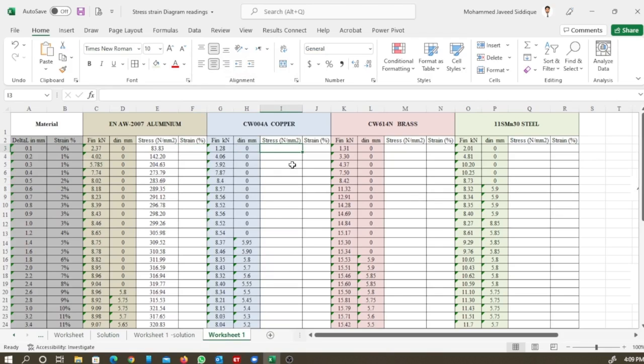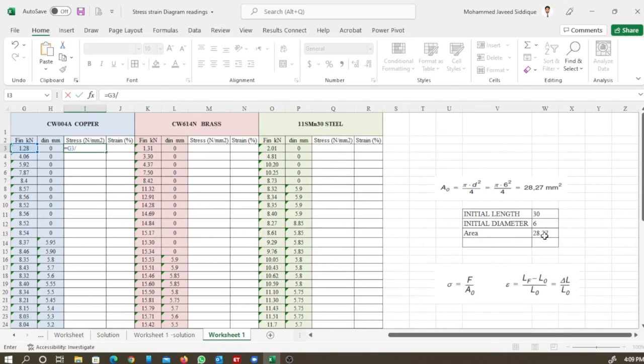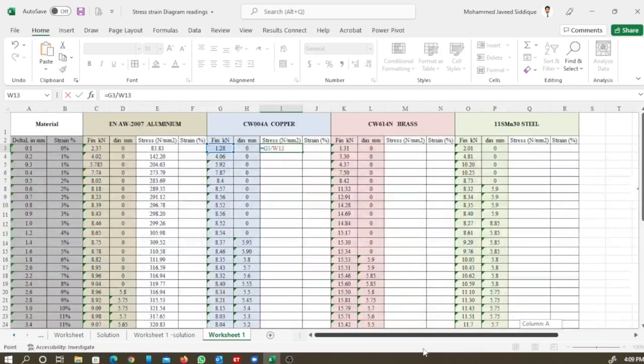Similarly, you can calculate the stress in terms of the copper material. So this is force divided by the area, again force divided by area, again area, I'll put a dollar sign, and then I'll multiply the whole thing by 1000 to change from kilonewton to Newton. So that again is the stress value of copper.